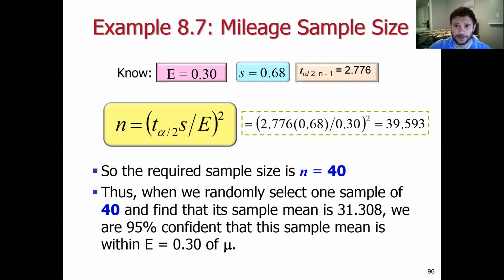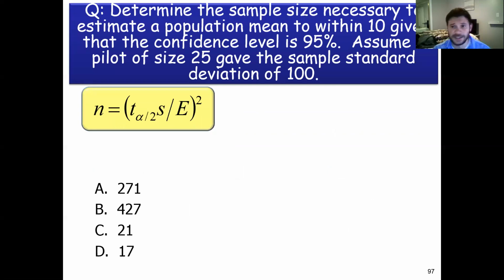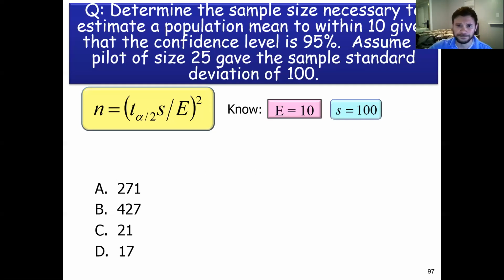Okay, so let's go ahead and apply this idea again. Let's think about determining the sample size necessary to estimate a population mean to within a margin of error of 10, given that the confidence level is 95%. Let's suppose we had a pilot of size 25, so we had 25 observations, again underneath the 30 required to use the central limit theorem. And it turns out from that sample of 25 observations, we got a sample standard deviation of 100. So this is what we're given.